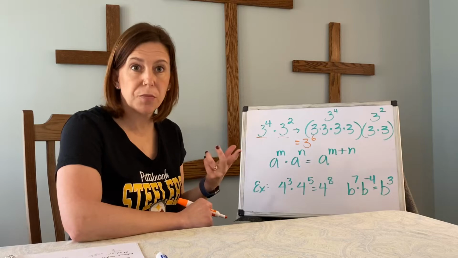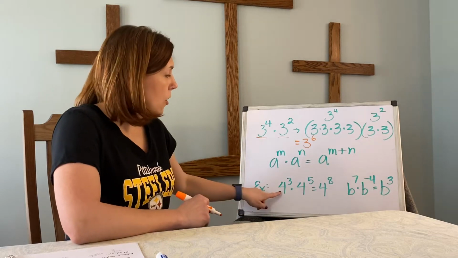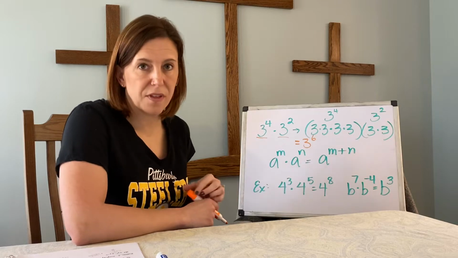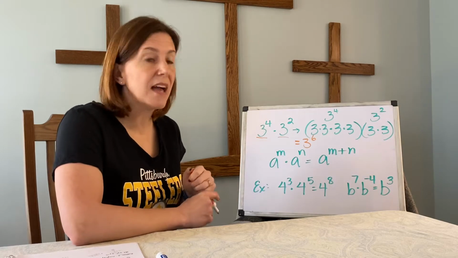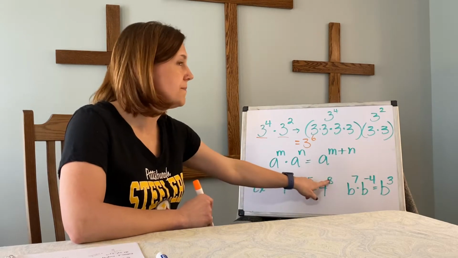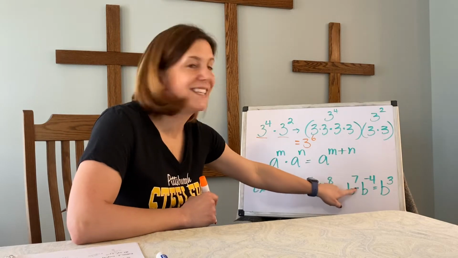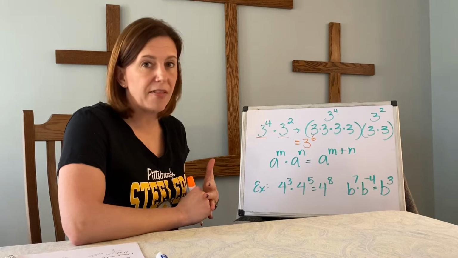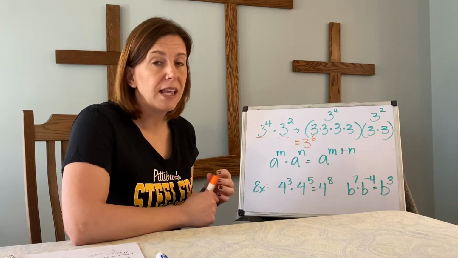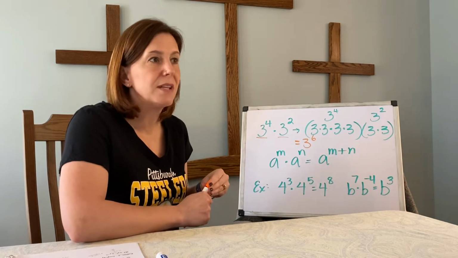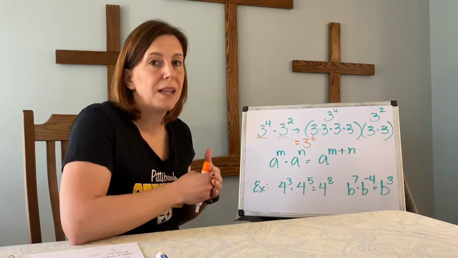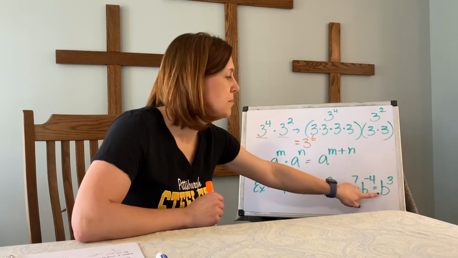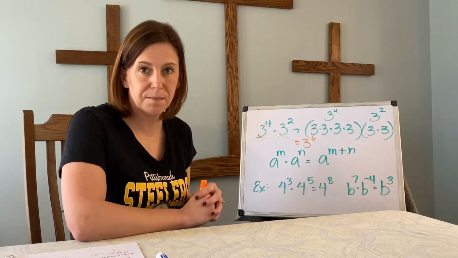There are 2 examples in your book and in your notes. 4 cubed times 4 to the 5th. I recognize they both have the same base of 4, so I add the exponents: 4 to the 8th. b to the 7th times b to the negative 4th, same base of b, I add them together. Now be careful here, even if you have negative exponents, the property applies. 7 plus negative 4 gives me b to the 3rd power.